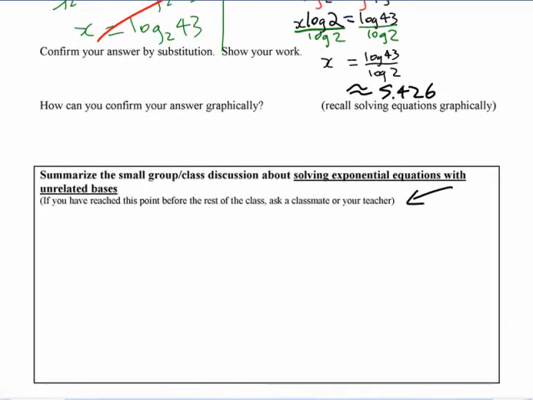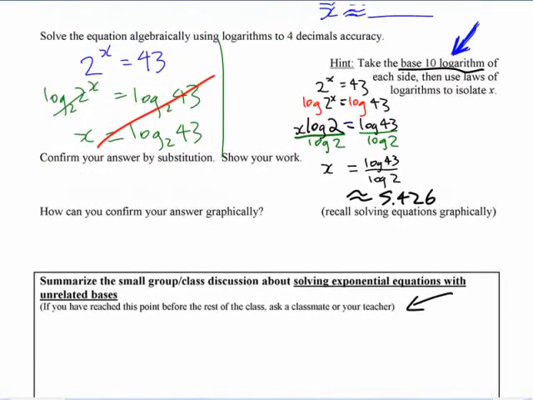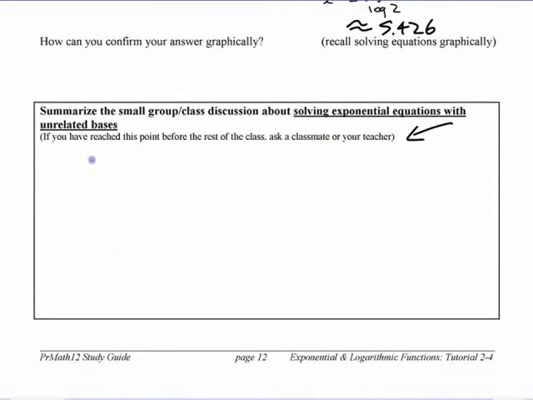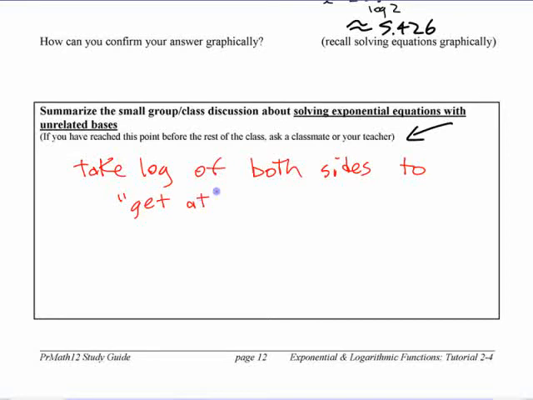The strategy here, remember, is it's an exponential equation, means the variable's in the exponent. If you're going to solve it, the strategy is use logs to get at the exponent. Use logs. Take log of both sides to, we'll use this technical term here, get at the exponent or the variable. Then isolate it.